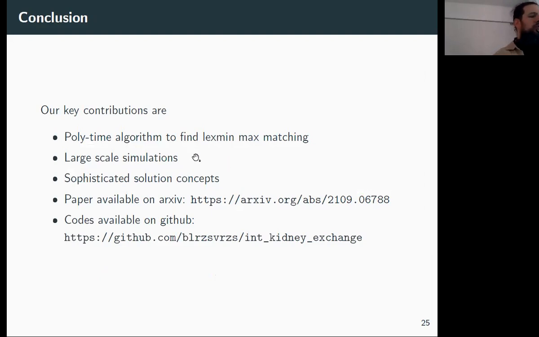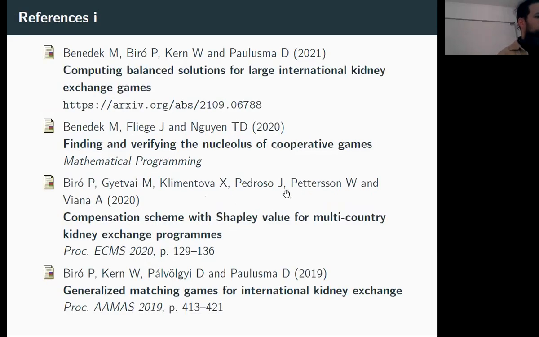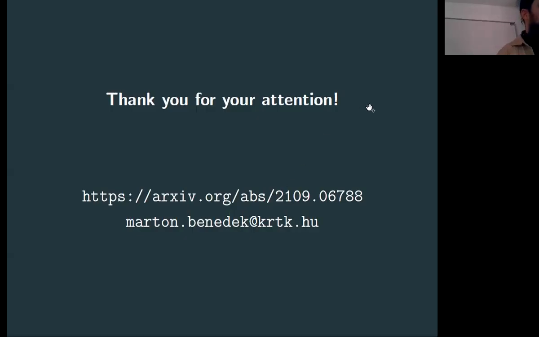We conducted large-scale simulations at a scale that has never been seen before, and introduced some other sophisticated solution concepts that are also new in this literature. Our paper just became available on arXiv. We are very much looking for comments and questions if you're interested. Also, the code is available on GitHub if you want to play with it. Some references, and thank you very much for your attention.